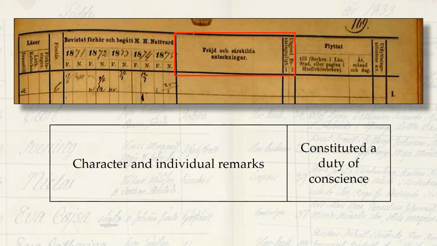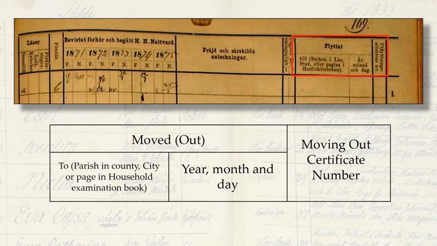In the last couple columns here, if they moved out of the parish, they would provide the parish that they moved to, and in some cases they would provide a different country, such as America. They would provide the year, month, and day, and then they would provide the number in the moving out certificate that they're listed.